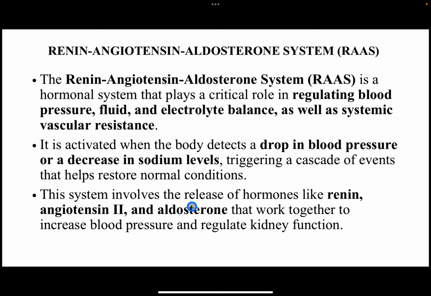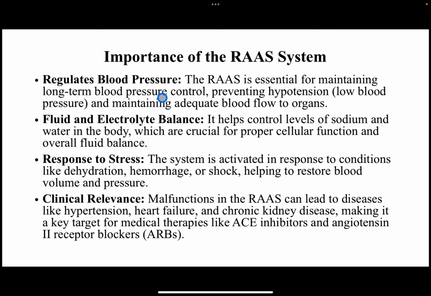Now, this system involves the release of hormones like renin, angiotensin 2, and aldosterone that work together to increase blood pressure and regulate kidney function. Okay, good. Now, what is the importance of the renin-angiotensin-aldosterone system? We will get to the mechanism itself. We are looking at some preliminaries before we start with the mechanism.